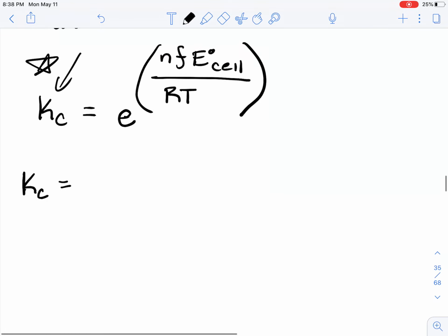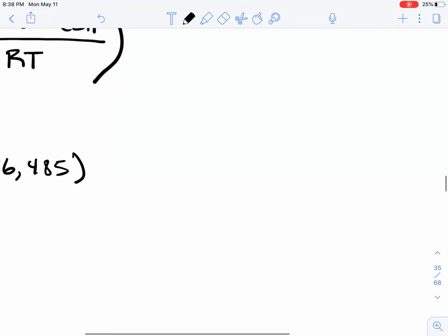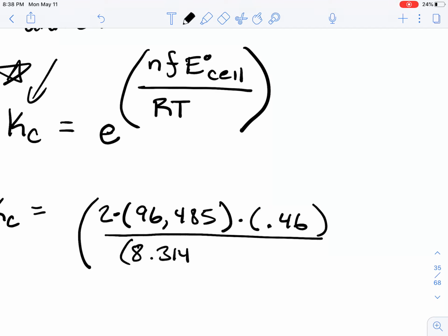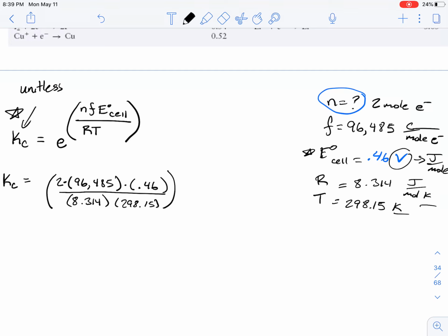All right, so for the value of Kc, the first thing I'm going to do is multiply n. So n is 2, F is 96,485, and then E cell, 0.46, over R, which is 8.314, times T, that's 298.15. Okay, so I've basically plugged in n, F, E cell, R, and T.